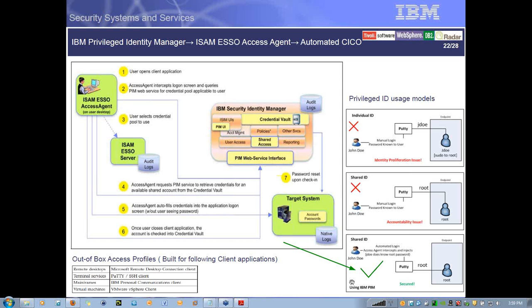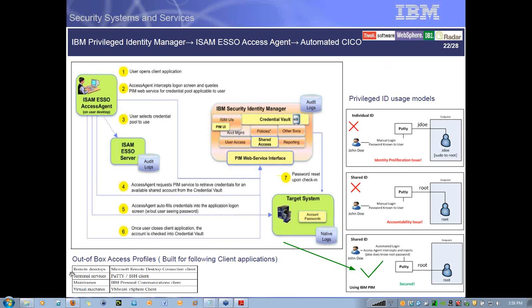Now in this case, you have automated login. The access agent injects the password credentials. JDO does not know the password, so it's secure. So that's the way PIM works with the shared ID management.